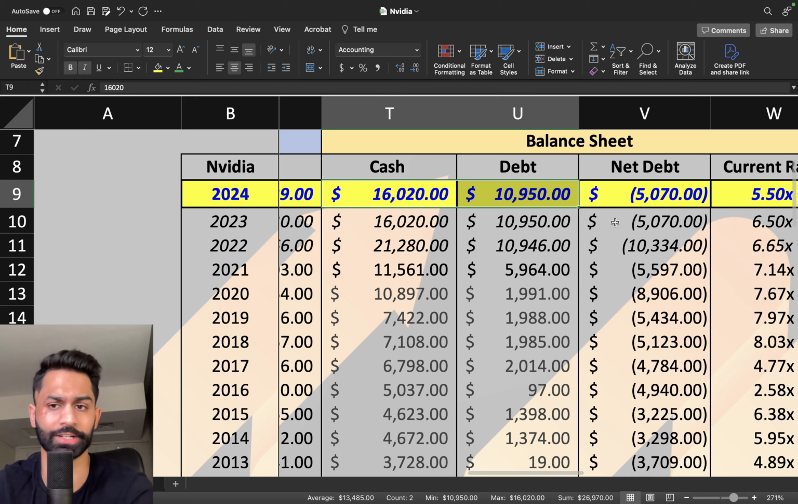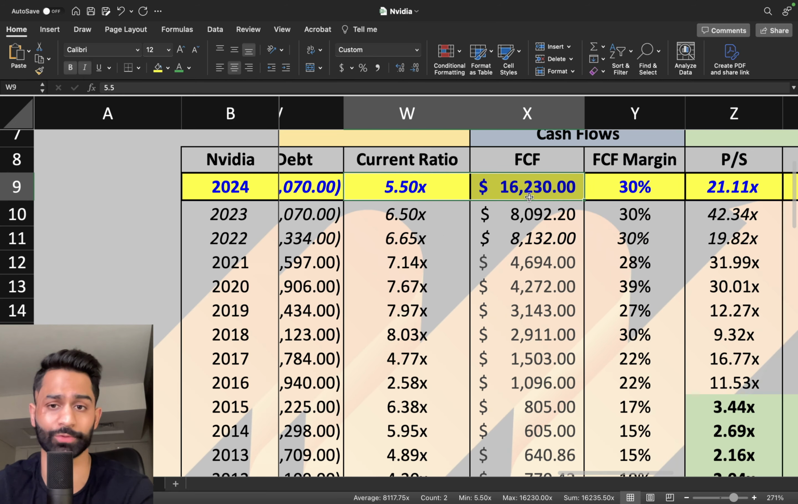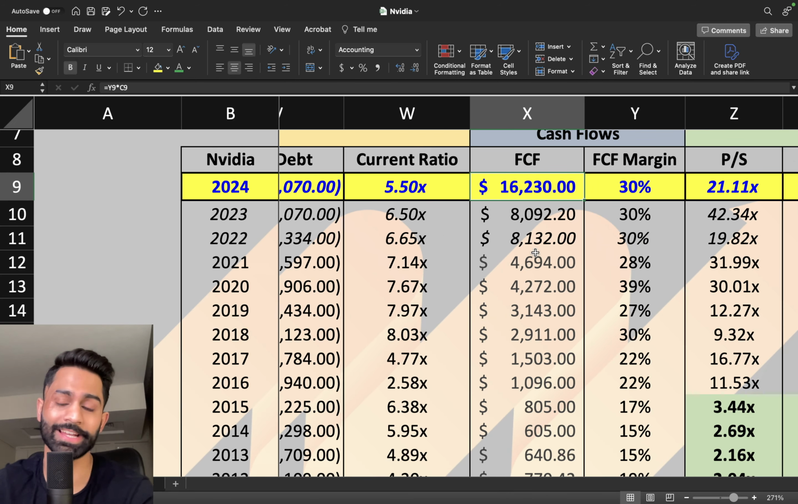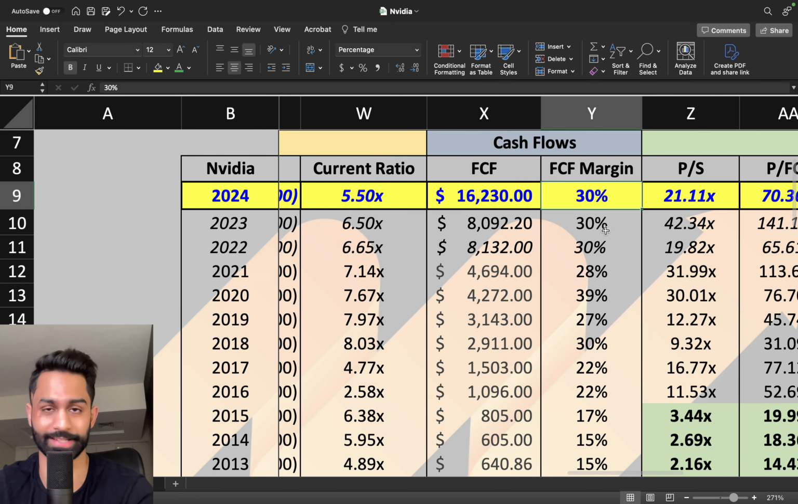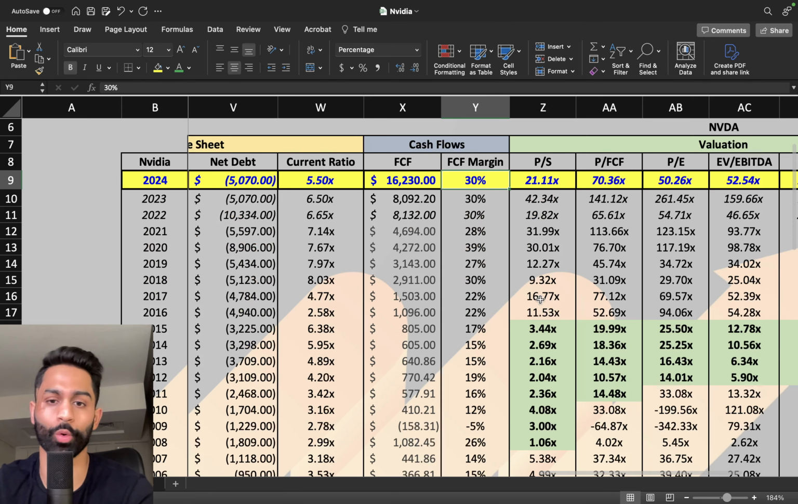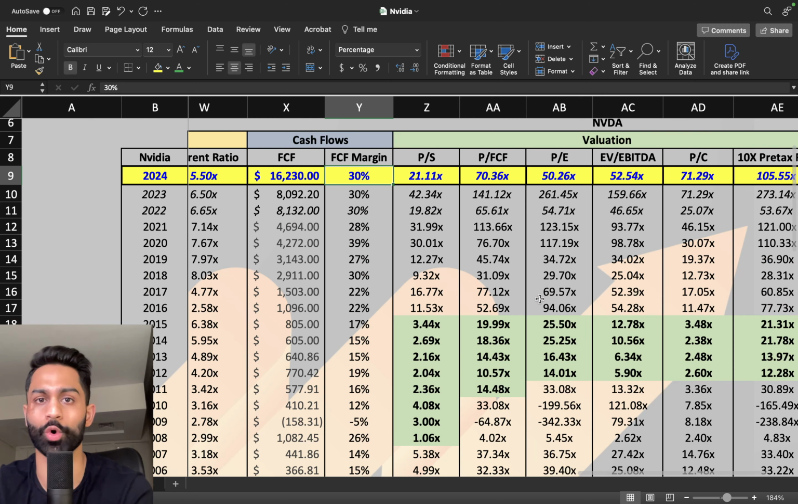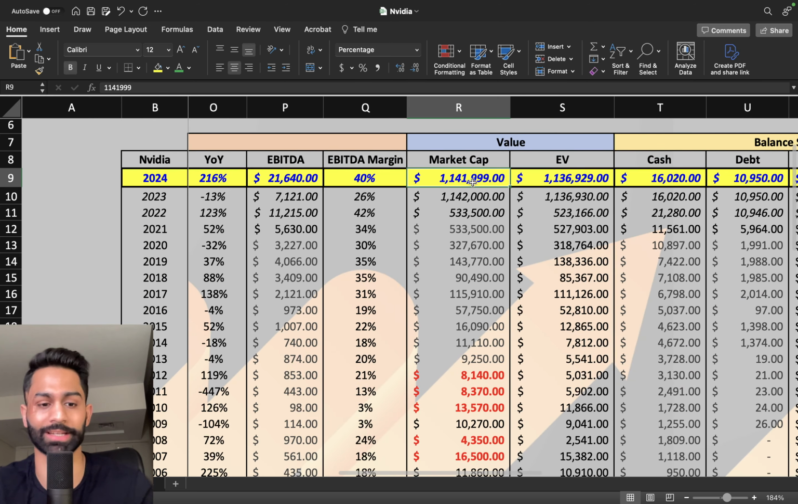Cash and debt, pretty good. Net debt, current ratio solid. Free cash flow at over 16.2 billion is what the expectations are, with a 30% free cash flow margin. So knowing a lot of these things, knowing what we know about Nvidia at the moment, I can update the market cap to just about $1 trillion right now.